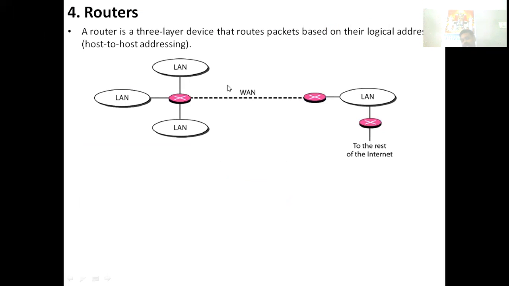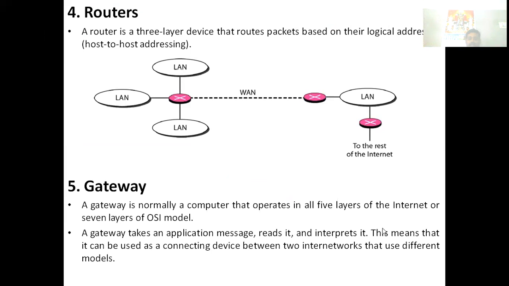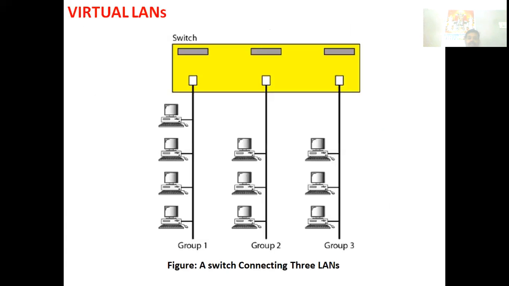Next one is the router. Router is a 3-layer device that routes packets based on their logical address. That is host to host addressing. Next one is gateway. A gateway is a normal computer that operates in all 5 layers of the internet or the 7 layers of the OSI model. A gateway takes an application message, reads it, and interprets it. This means that it can be used as a connecting device between 2 internets that use different models.